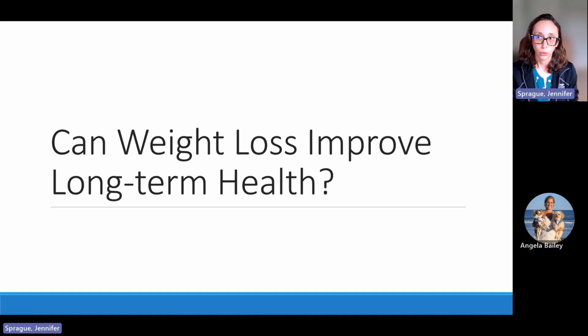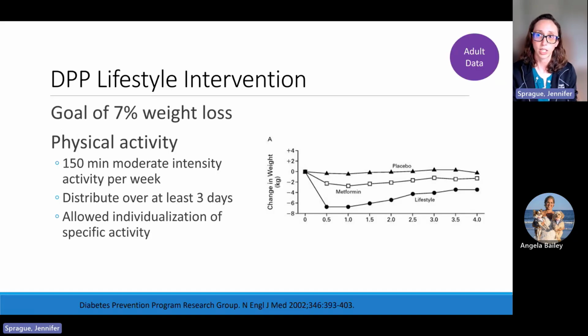So can weight loss improve long-term health is our next question. For this, we're going to go to the DPP, or Diabetes Prevention Program, which is a lifestyle intervention that aimed for 7% weight loss. This is in adults. They had one-to-one pairing of a lifestyle coach with the participants, and they went through a 16-session core curriculum that included nutrition, physical activity, behavioral self-management.